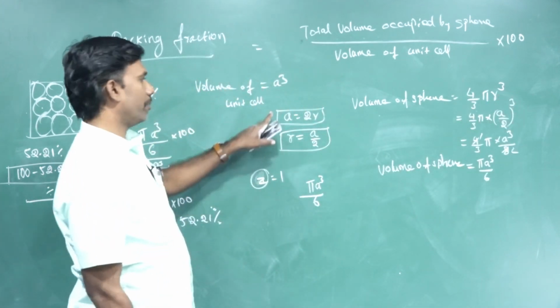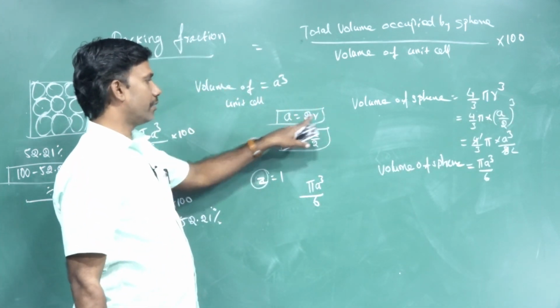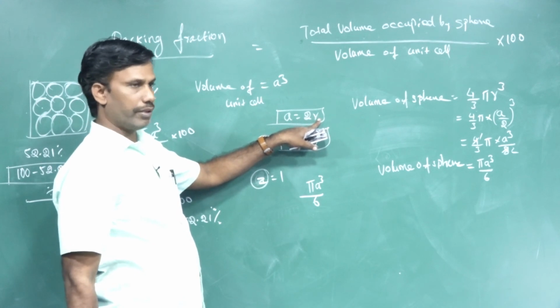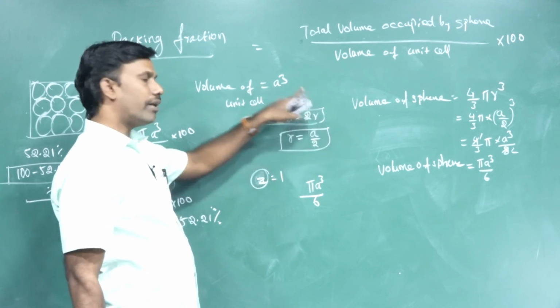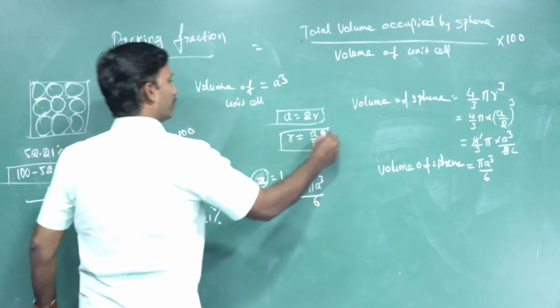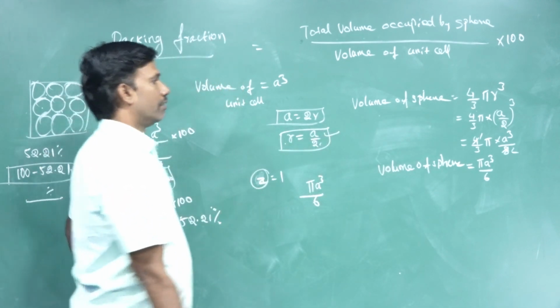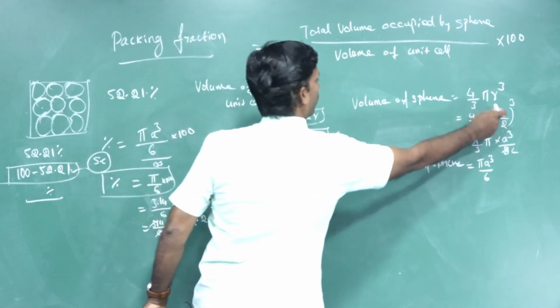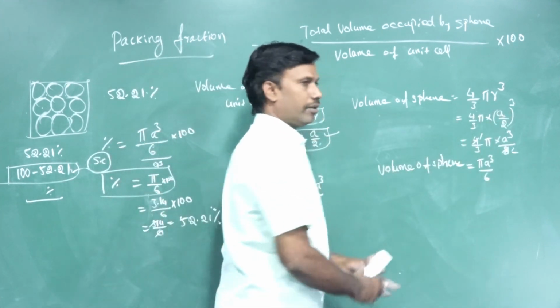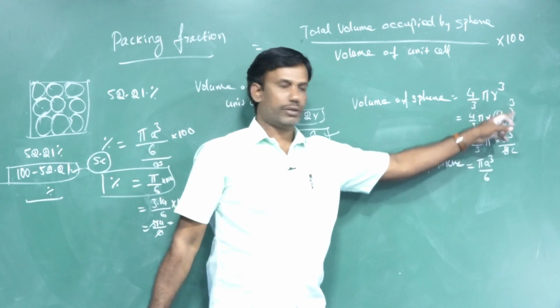What is the simple cubic? The edge length a is equal to 2r. Okay, in a simple cubic, a equals 2r. So what is the radius? Radius equals a by 2. So instead of the radius, we have to substitute a by 2 in 4 by 3 pi r cube. Instead of r, we are substituting a by 2 here.